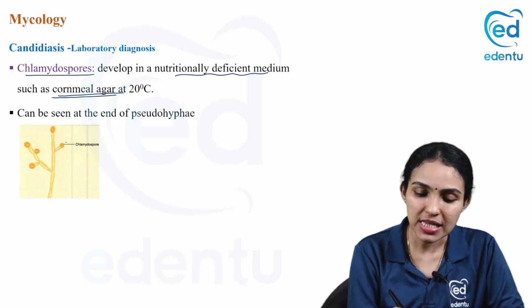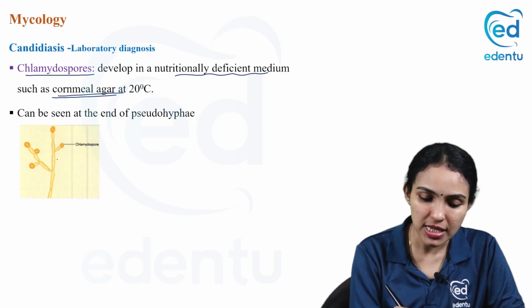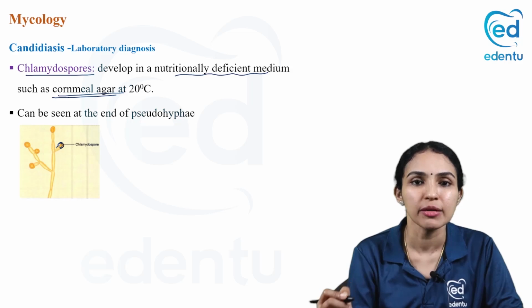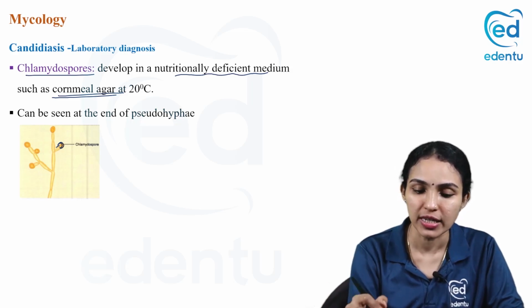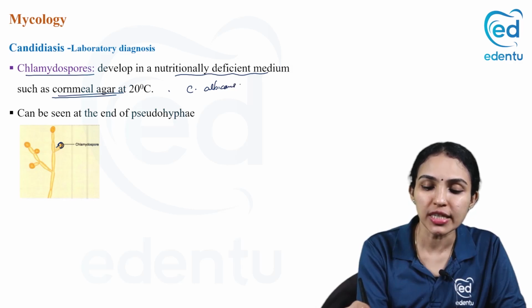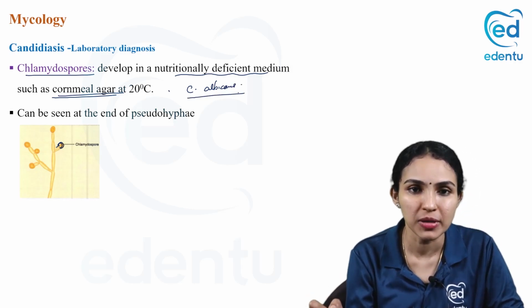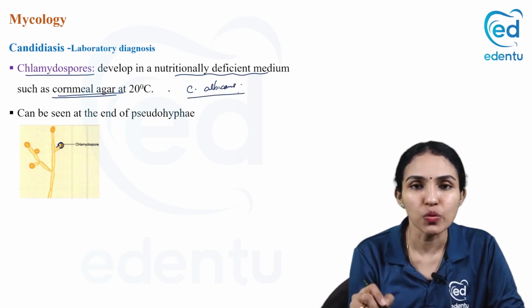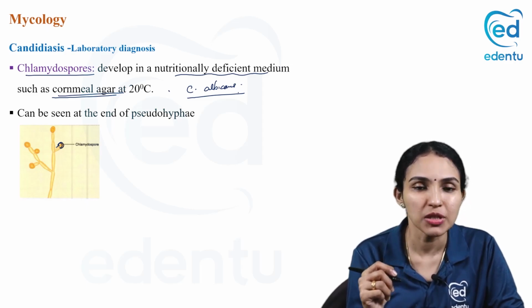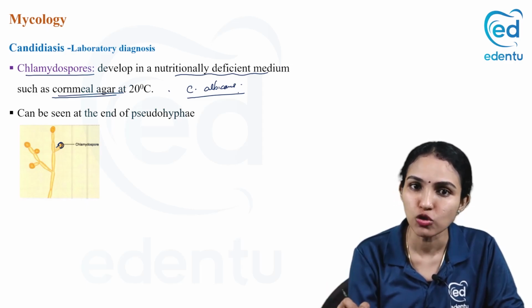So this can be seen at the end of pseudohyphae. You can see the pseudohyphae here terminating in thick-walled spores called chlamydospores. So that is also characteristic of Candida albicans. So the two tests which you can perform for confirming Candida albicans is, one is the germ tube test and the second one is a chlamydospore test. Sometimes germ tube test can be asked as a 2-mark question.